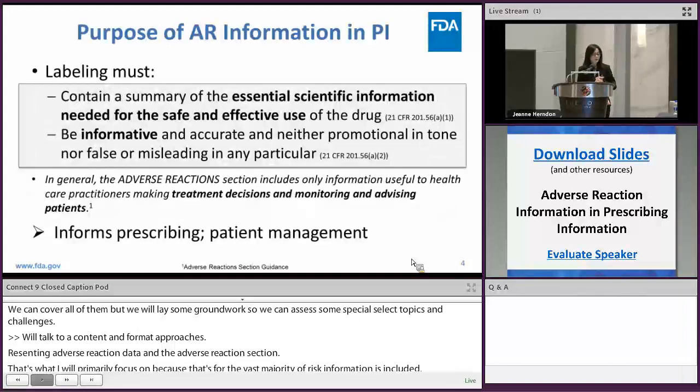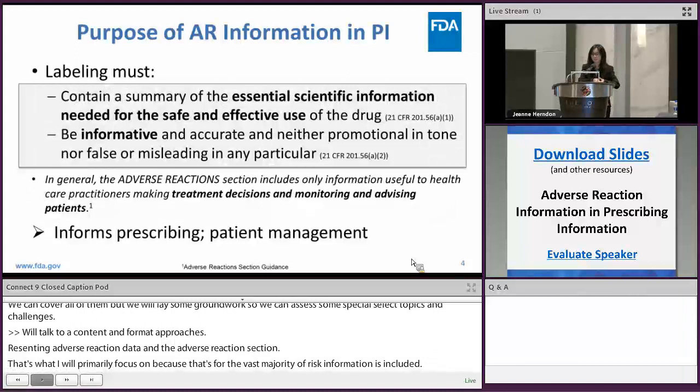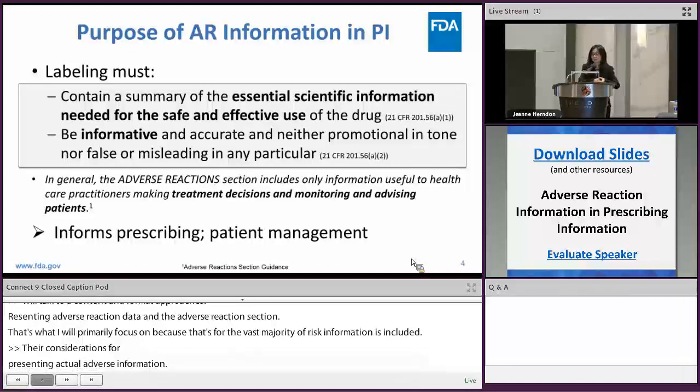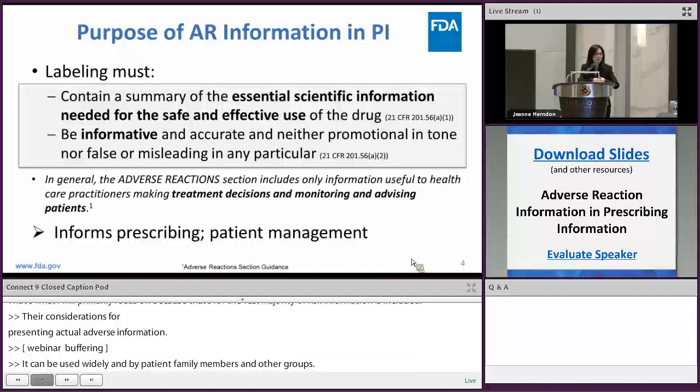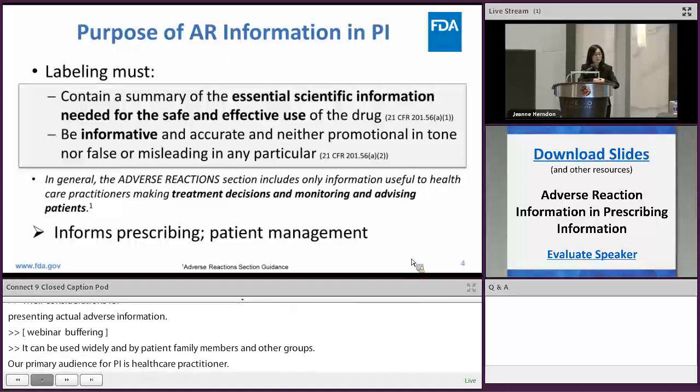So the purpose of adverse reaction information in labeling is to inform prescribing decisions and patient management. Remember, as Eric had mentioned, labeling is geared towards the healthcare practitioner. And so even though the document could be used widely by patients and family members and other groups, our primary audience for the PI is the healthcare practitioner. So that's what you should keep in mind when you decide whether information is appropriate to include, how to craft and develop this section, what language to use, what knowledge to assume, and what purpose the information serves.